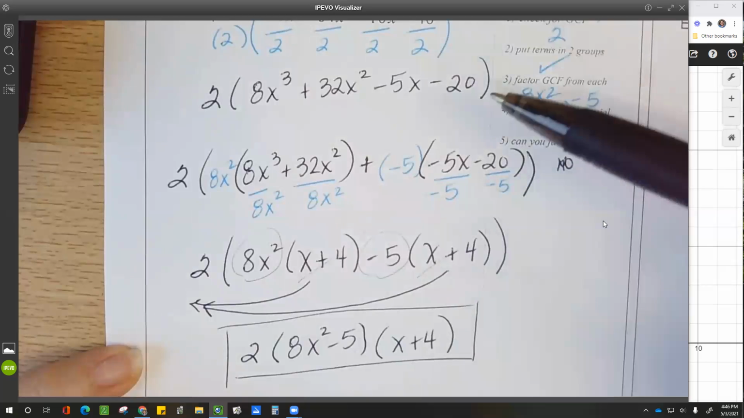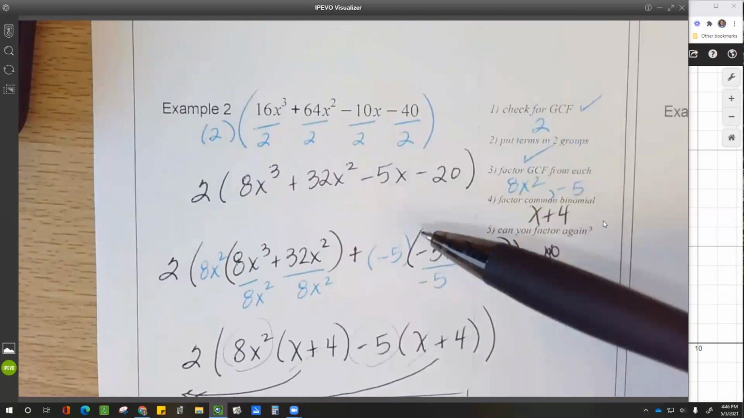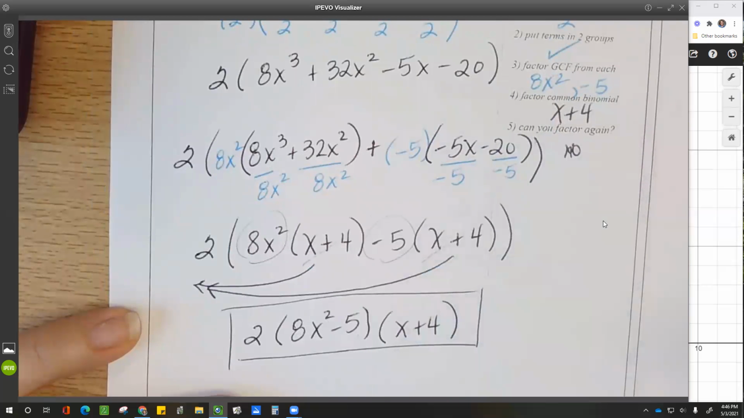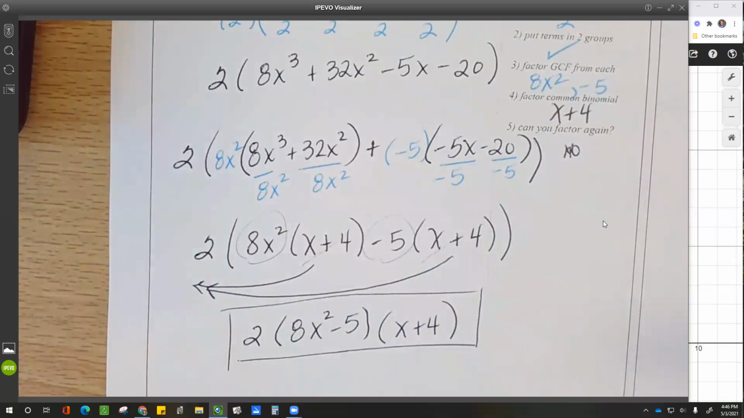If I had not factored out the 2 in the beginning, then when I got down to the end, I would have a 2 to factor out. I could do that last instead. That's your choice.